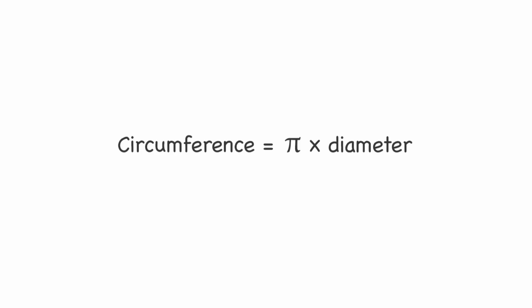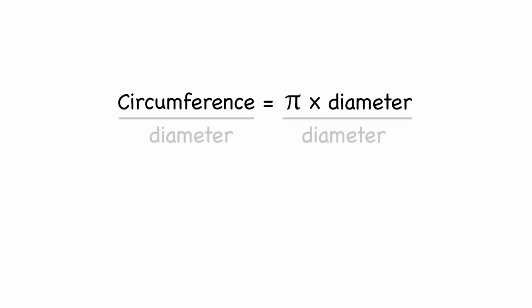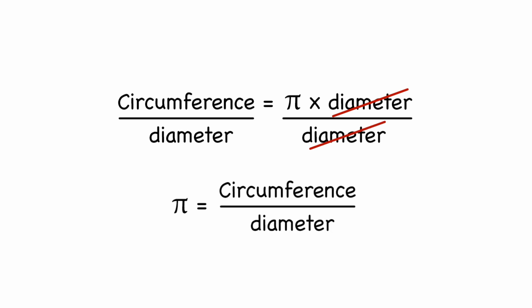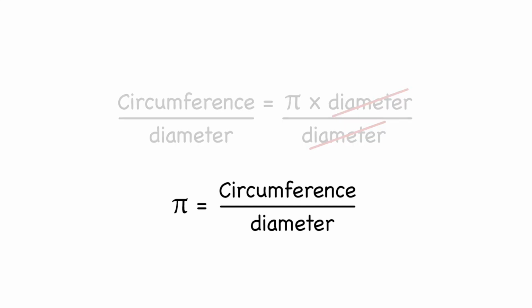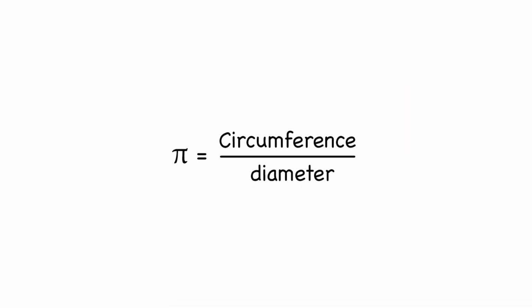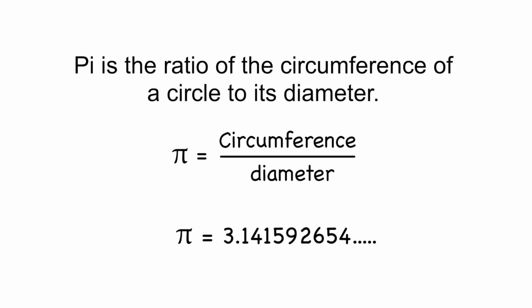Well, to understand that, we need to look at this formula here. The circumference of a circle is equal to pi multiplied by the diameter of the circle. We can rearrange this formula by dividing through by the diameter so that we have pi is equal to the circumference of a circle divided by its diameter. And there's our definition. Pi is defined as the ratio of the circumference of any circle to its diameter, and that the value will always be 3.14159 and so on. And because pi will always be the same amount, it is therefore a constant. Its value will never change.